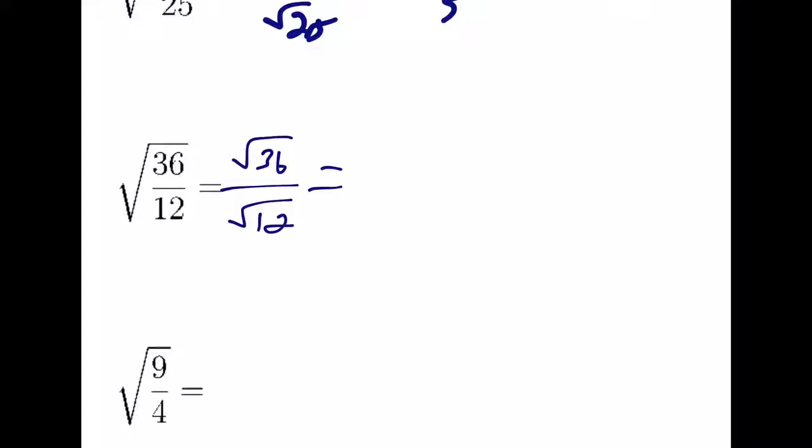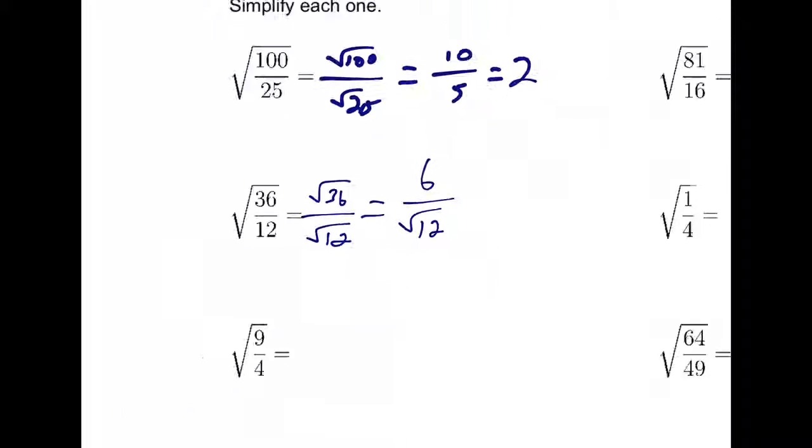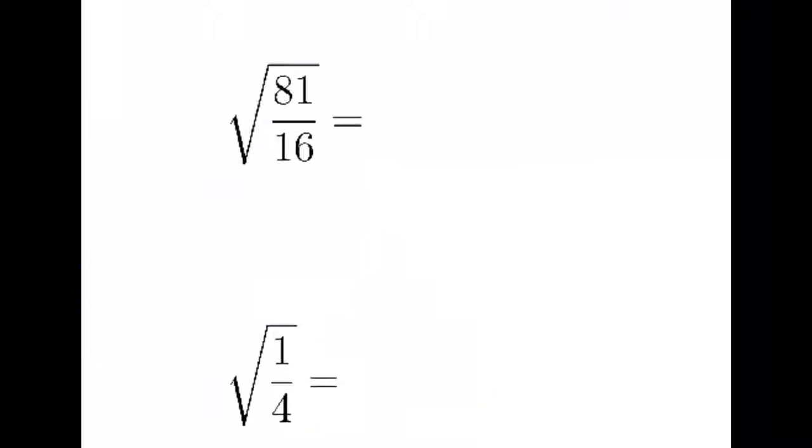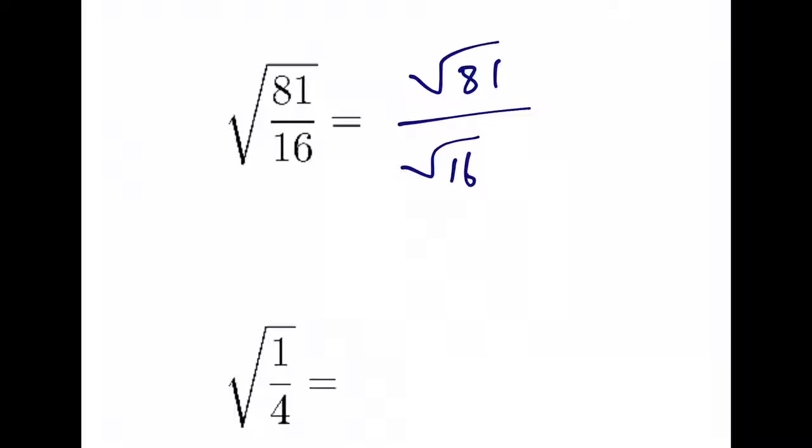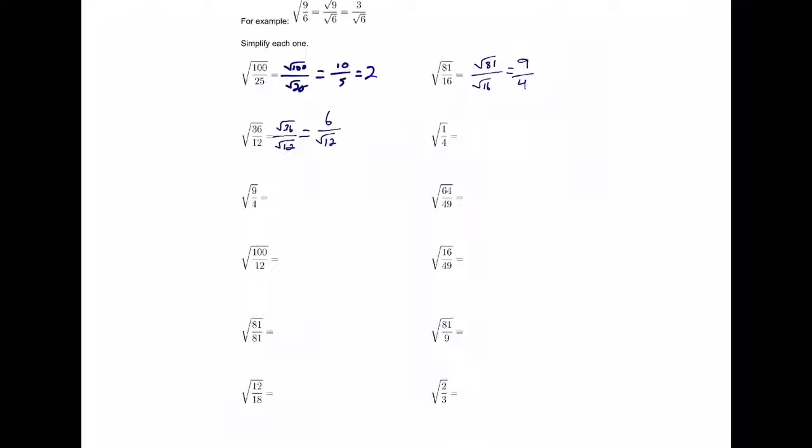So the square root of 36/12 becomes the square root of 36 divided by the square root of 12, or 6 over root 12, because we can't simplify the square root of 12. Here this becomes root 81 over root 16, or 9 over 4. Try some of these other problems on your own.